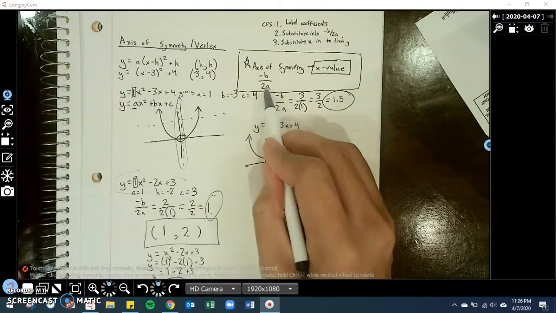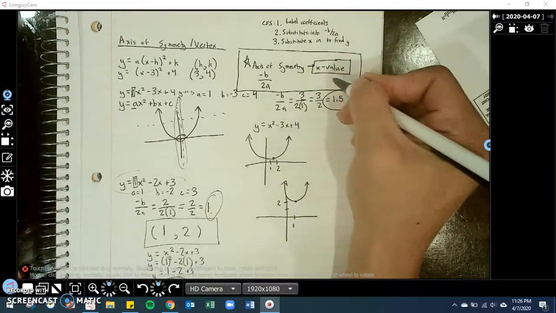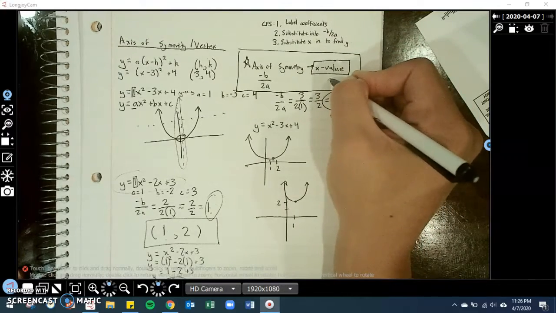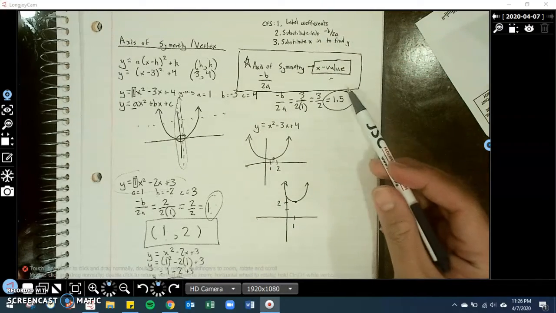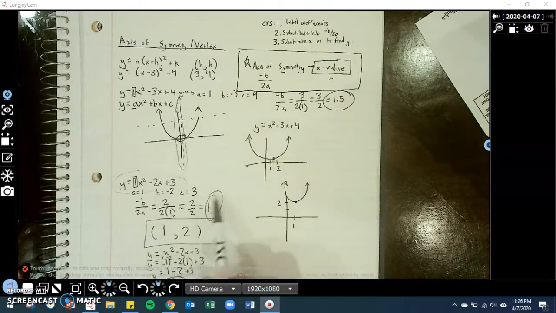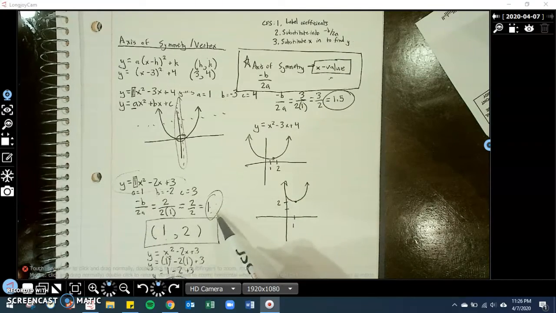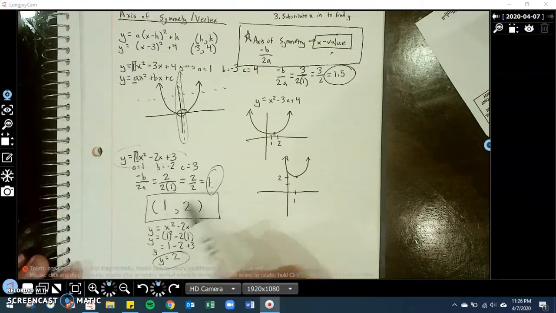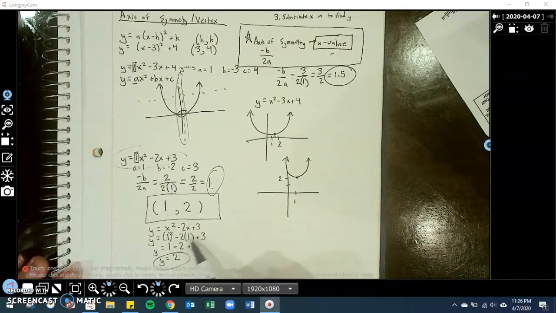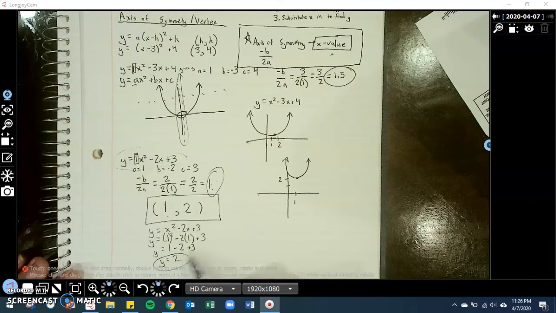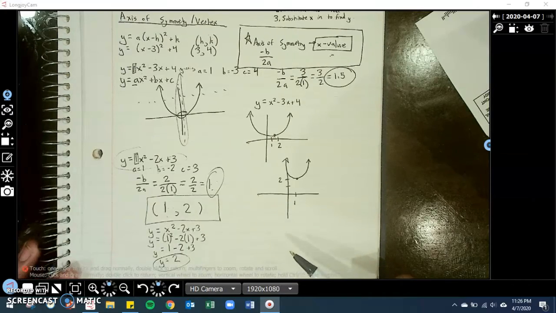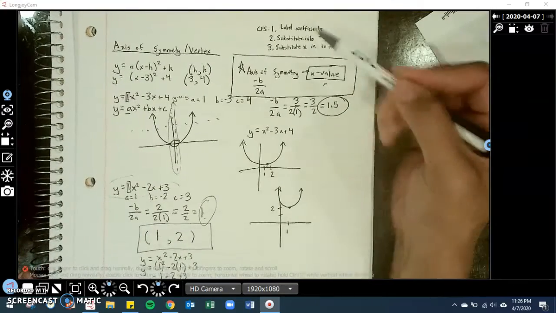We have negative b over 2a. Remember that this only gives us our x value. Once we find our x value, we can substitute that back in, okay? And we'll be able to find y. Once we find y, we know our vertex, we are done, okay? I'm going to end it there.